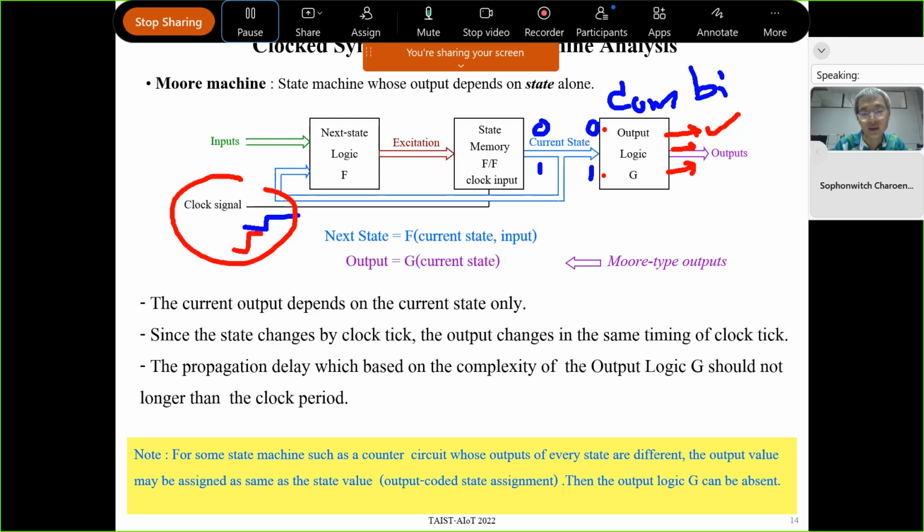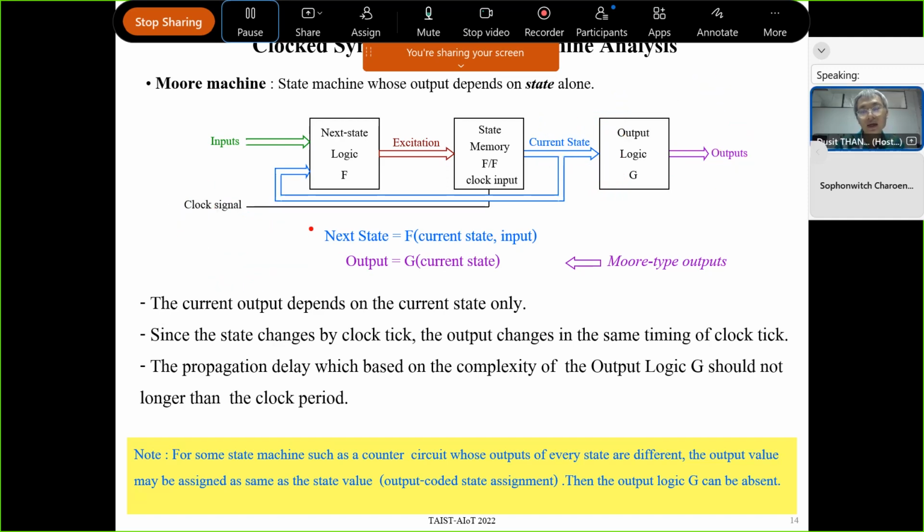Namely, the output also changes at the same timing as the clock. Understand? The clock ticks, the flip-flop generates a new value. The new value is the input of G. That means circuit G will update its output following the new value of its inputs. That means the output will change at the same timing as the clock. Okay. This kind of state machine is called a Moore machine.